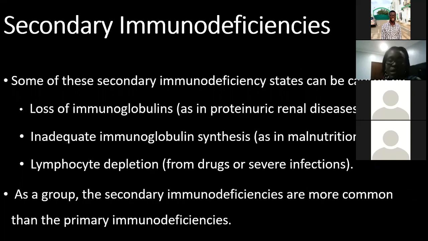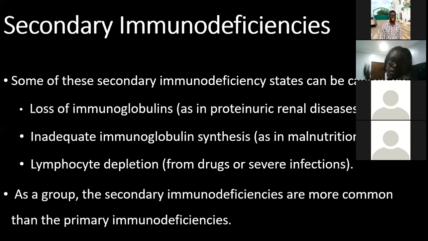So usually these secondary immunodeficiencies can be treated when you treat the underlying cause. Some of the mechanisms by which the immunodeficiency can occur is, one, loss of immunoglobulin. So if you have a kidney disease that causes loss of proteins in the urine, then the immunoglobulins are also lost, and that can be the reason for the immunodeficiency. Or there's inadequate synthesis of the immunoglobulin. So in malnutrition, for example, you don't have enough protein, so you cannot synthesize immunoglobulins. Or the medication or the severe infection causes a depletion of the lymphocytes. So that can also be an immunodeficiency condition.